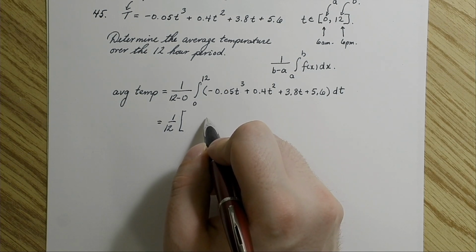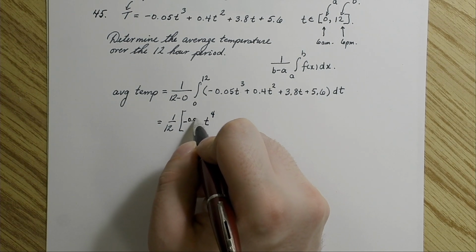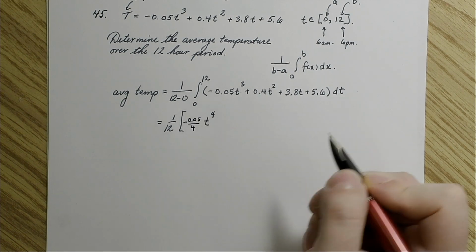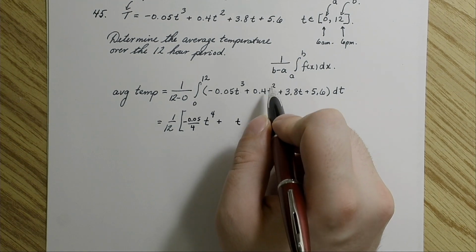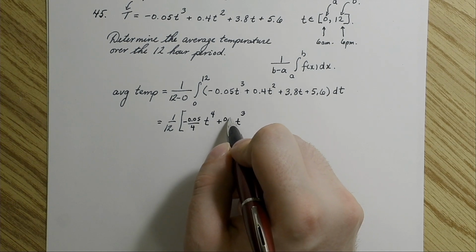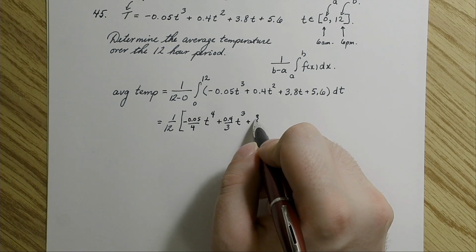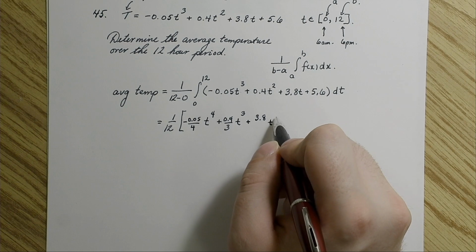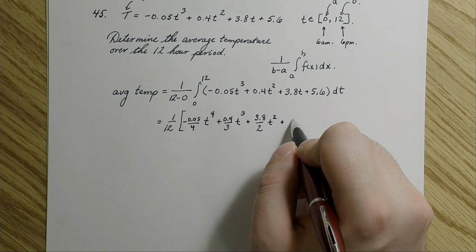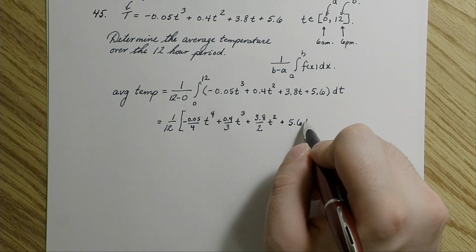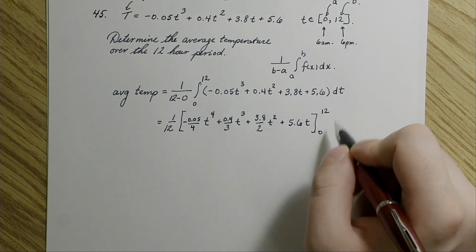Okay, so this one goes up to the fourth, and I get minus 0.05 divided by 4 t to the fourth, plus, now this goes up by a degree, so it's t cubed, 0.4 divided by 3, plus 3.8 t. This goes up a degree, so there's a 2, and that 2 also goes into the denominator, plus 5.6 times t. And that's from 0 to 12.